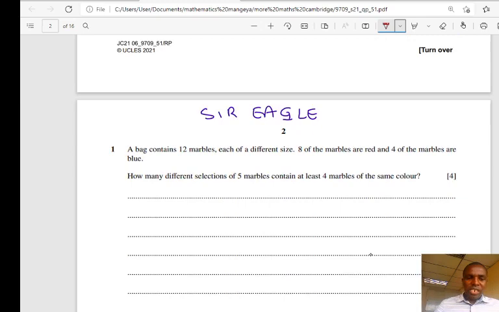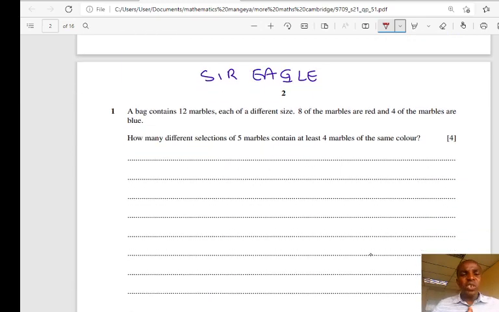Question number 1. A bag contains 12 marbles, each of different size. 8 of the marbles are red and 4 of the marbles are blue. How many different selections of 5 marbles contain at least 4 marbles of the same color?